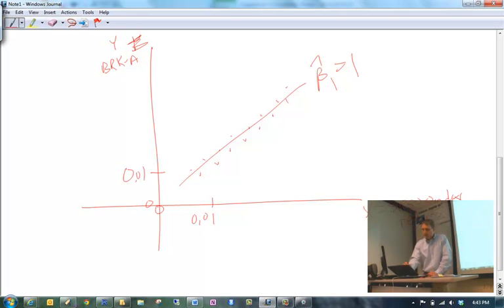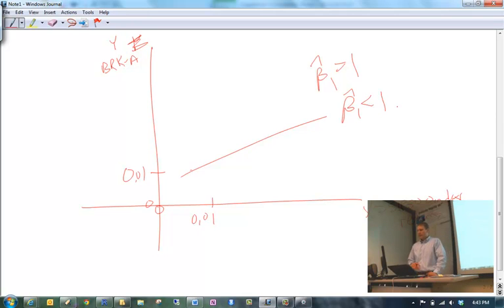Okay? If instead you see something more like this for your model, then beta hat 1 is less than 1. So what that's saying is that as X is increasing or decreasing, Y is increasing or decreasing at a slower rate. And perhaps, since I'm just going to do this on the fly here, maybe I should extend it over here to demonstrate that you have to worry about negative returns as well.